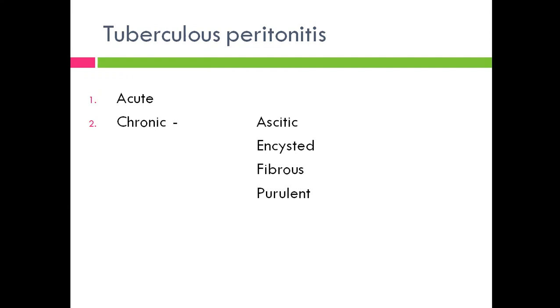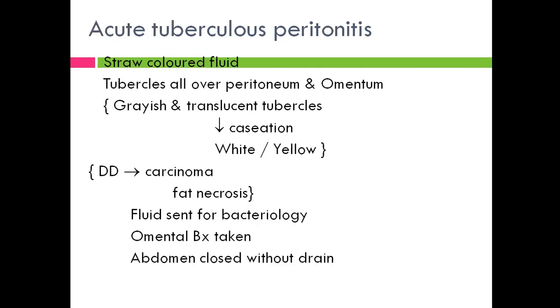Now, another special form of peritonitis is due to tuberculosis, which could be acute or chronic. And chronic can be ascitic, encysted, fibrous, or purulent. In the acute form, you get the straw-colored fluid with the tubercles spread over the peritoneum and omentum, which may show caseation, which is white or yellow.